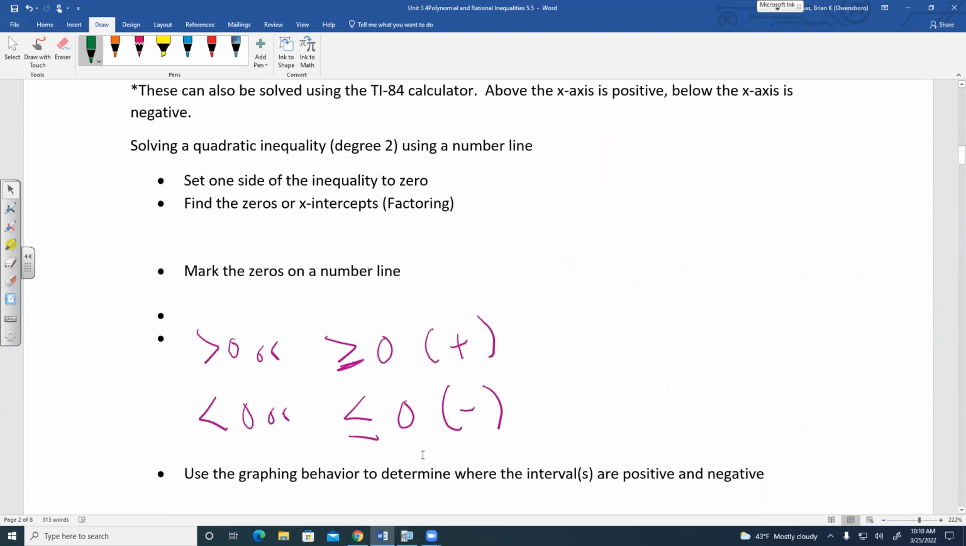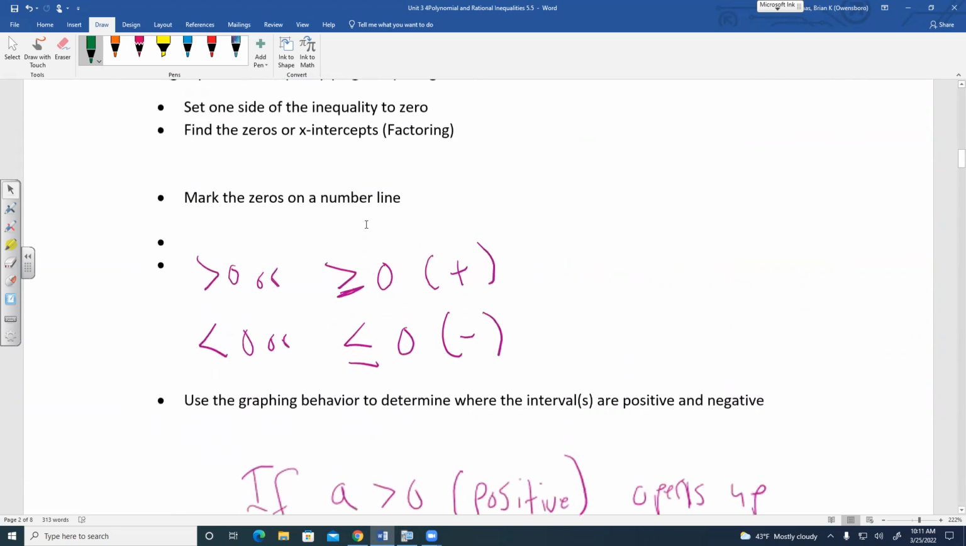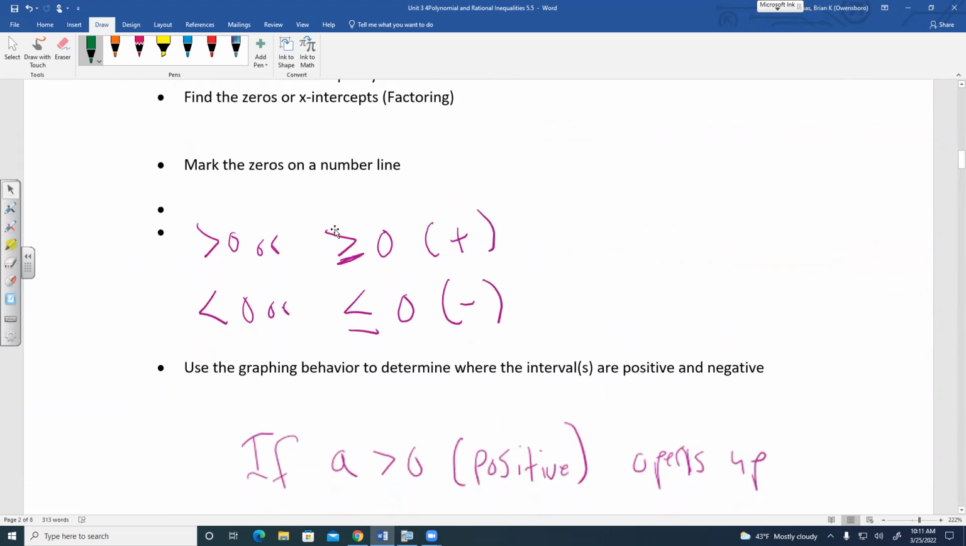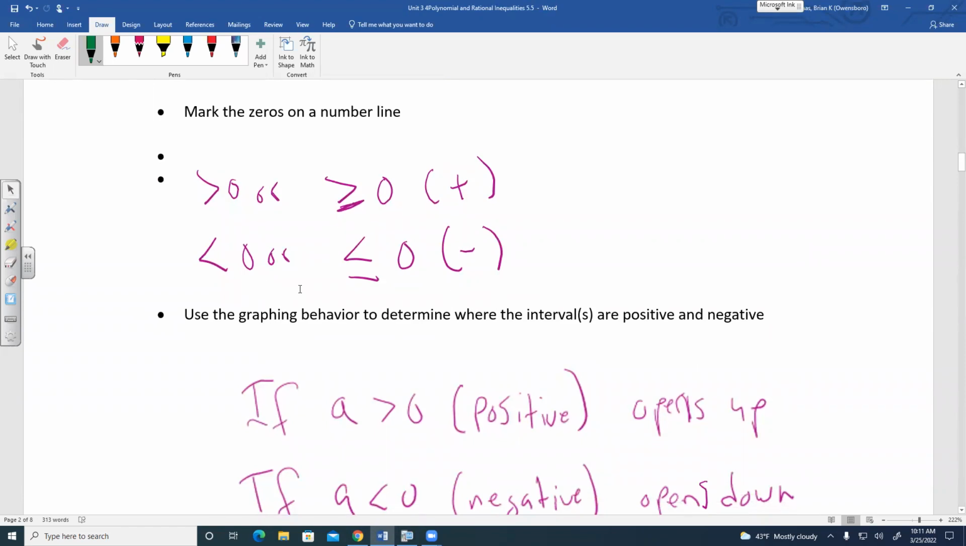So the next thing we're going to work into is we're going to solve a quadratic inequality, degree 2 inequalities. So again, we're going to set one side of the inequality to 0, and then we're going to find the zeros, the x-intercepts, by factoring. We're going to mark those zeros on the number line. So remember, greater than 0 would be open, greater than or equal to 0 would be closed, and that means we're looking for positive values. If we have a less than 0, again, that's open, less than or equal to 0 is closed, but less than means we're looking for negative values.